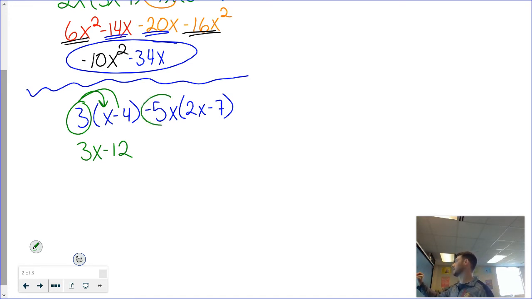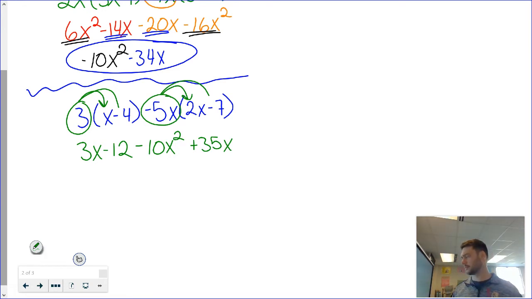But then we take this guy, and this is kind of the newer stuff. Negative 5x times 2x is negative 10x squared. I had x times x, so I get an x squared there. That's our new piece. That's the important part. And then negative 5x times negative 7 is a positive 35x. Cool. So then we need to go combine like terms.